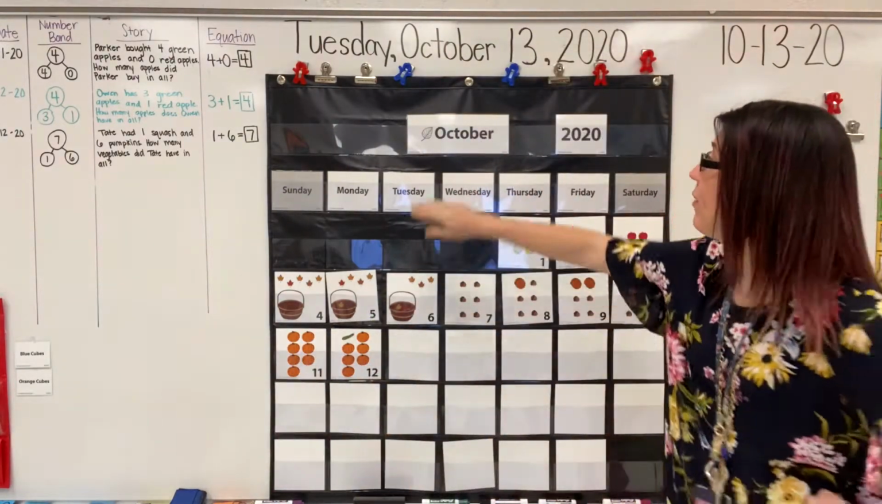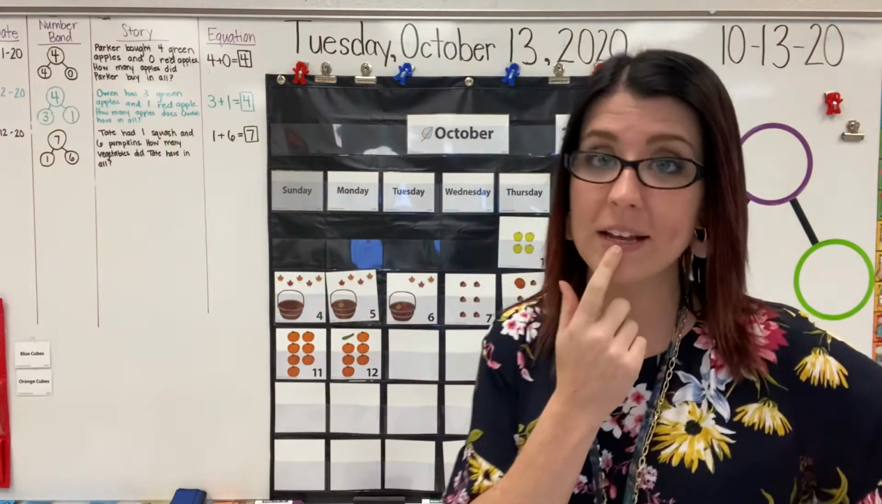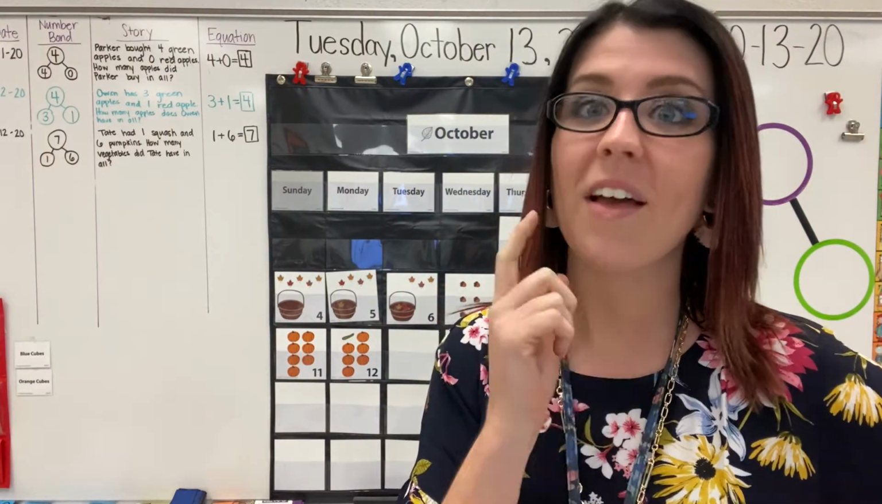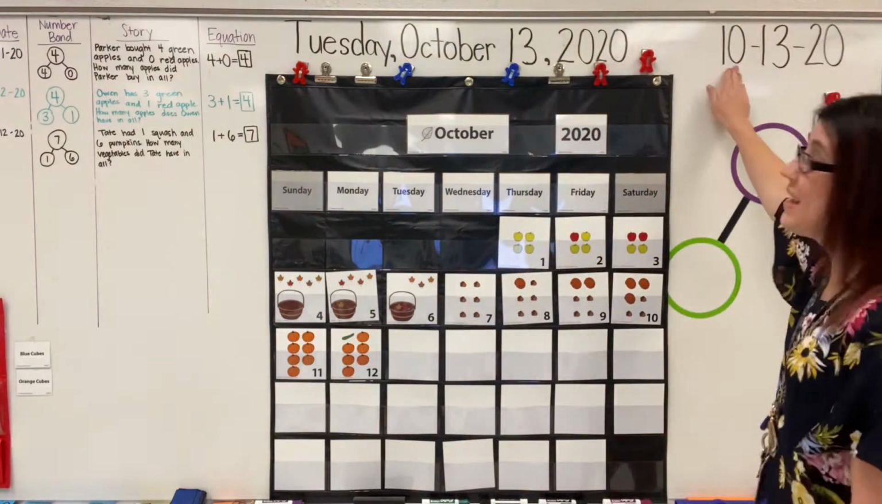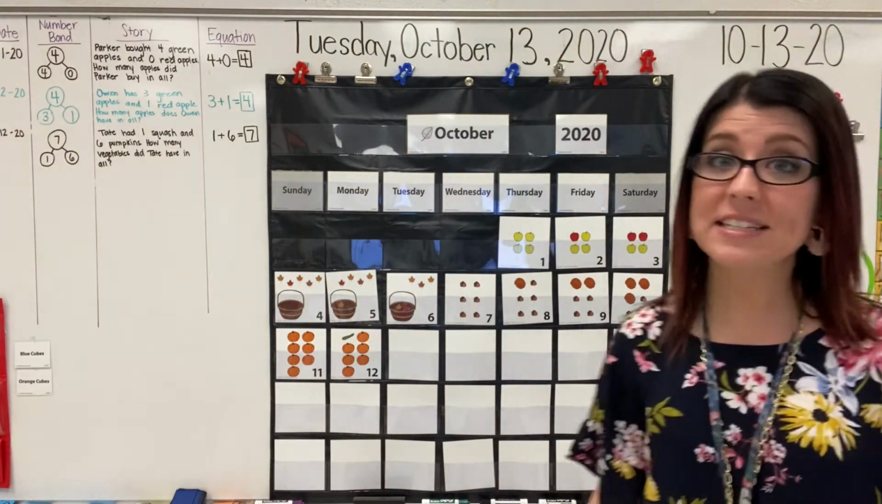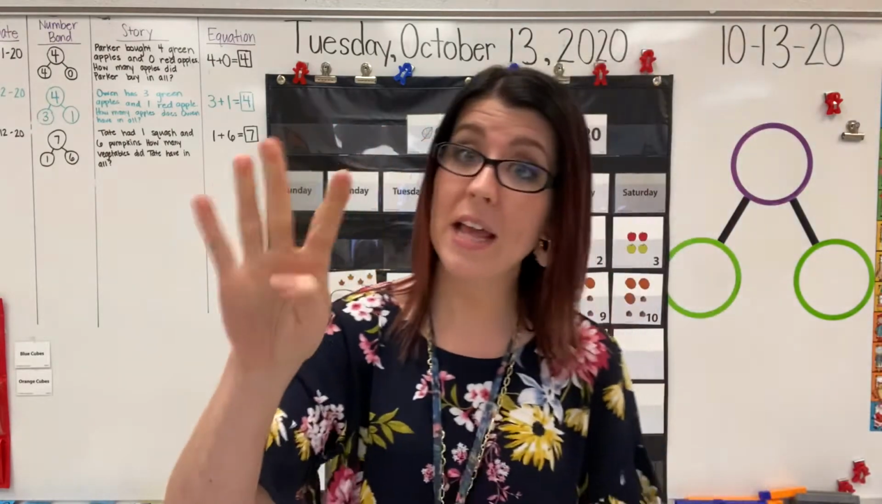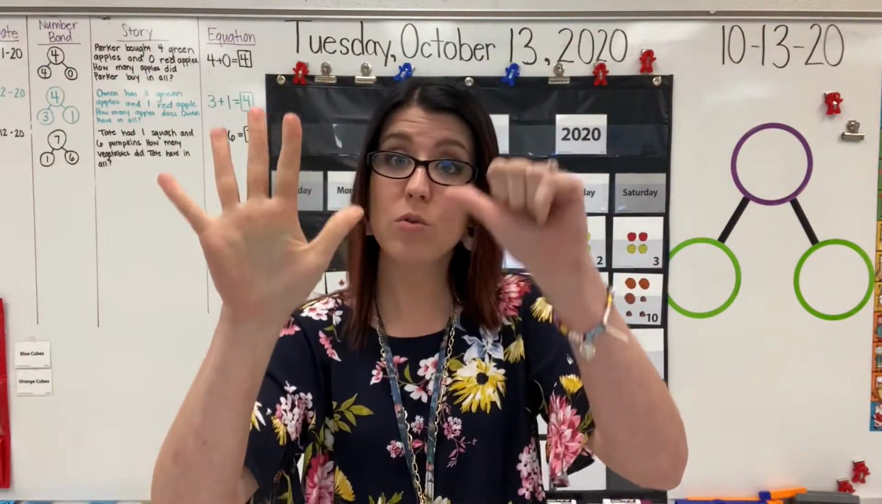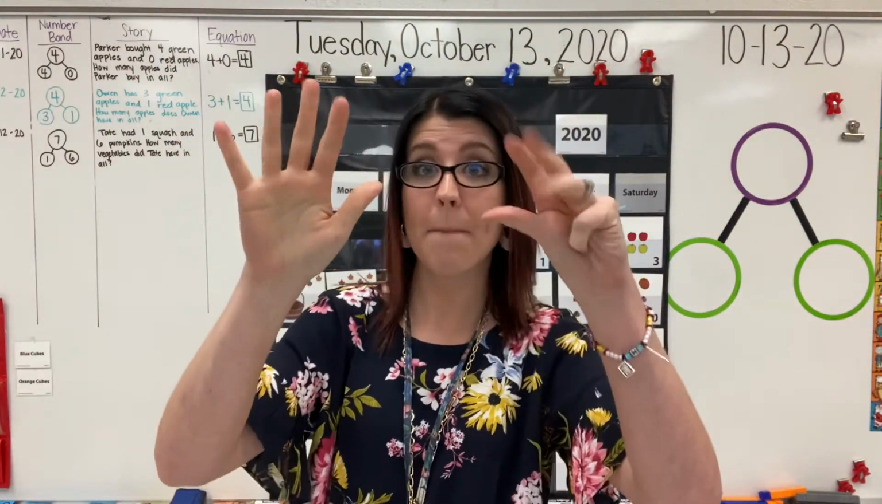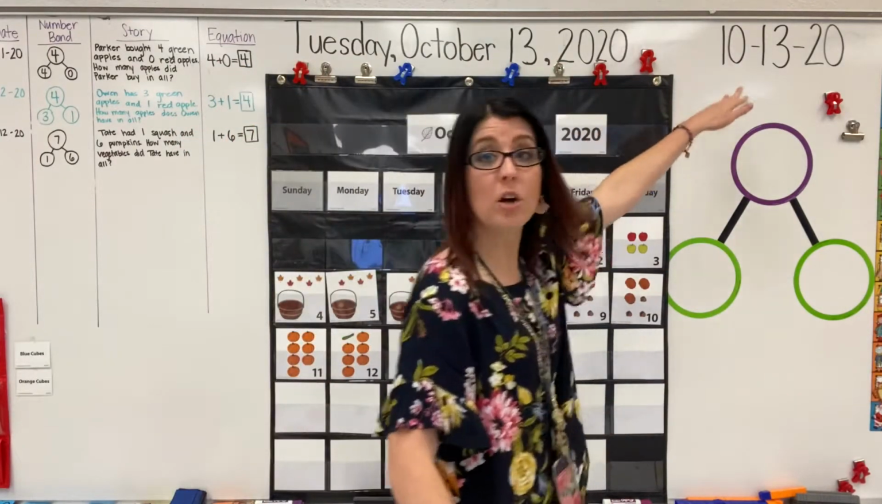That's right, we are now in the month of October. Can you say October? Very good. And we write a 10 for October because it's the 10th month of the year. January, February, March and April, May, June, July and August, September, October. See, it's the 10th month, so we write a 10 for October.